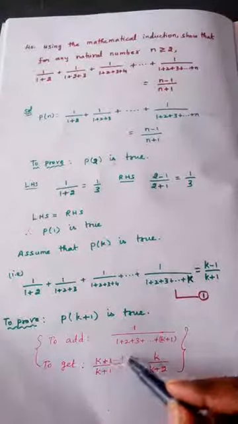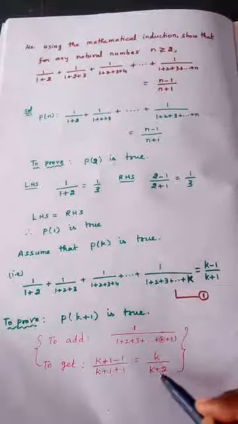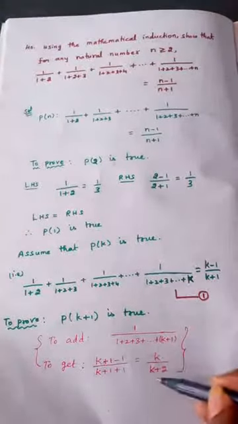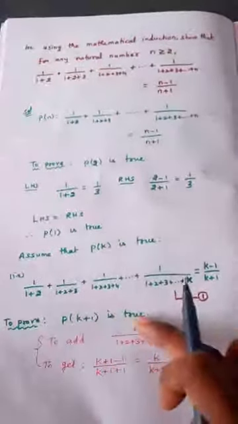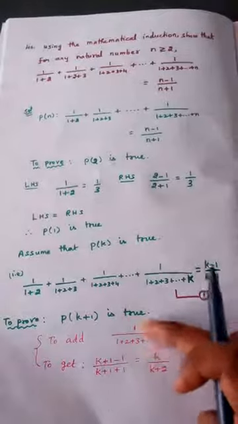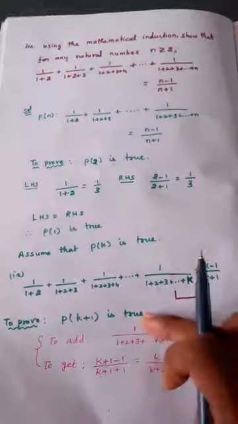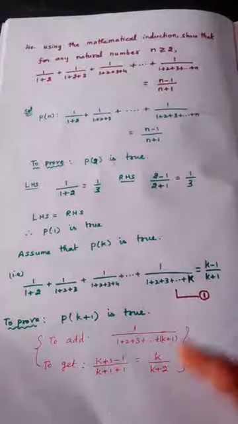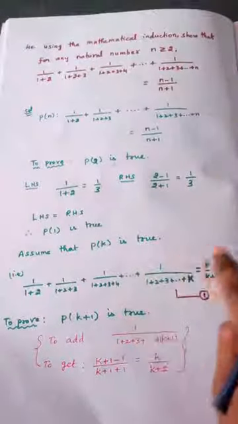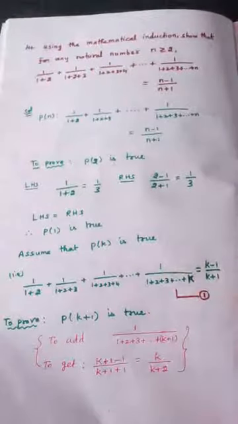If you cancel this, it becomes k; adding this, it becomes k plus 2. So this is the final answer that we should get. If we get this, we will say P of k plus 1 is true. So these two are very important steps that we should know. What should be added? What is the answer that we should get? So what is the next step? Adding this to both sides of equation number 1. That will be the next step.